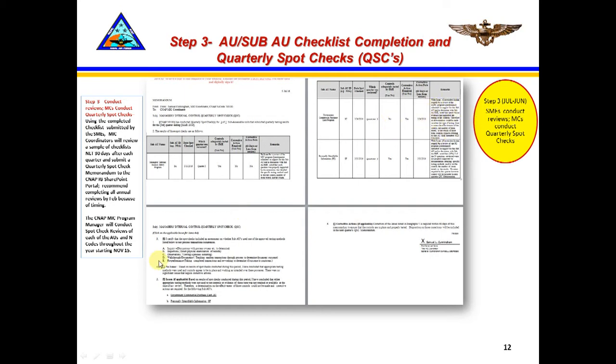Also, in that quarterly spot check memorandum, there's an area where they certify that the person completing the checklist actually used one of the methods here to test the control, and if there was an error, they note the sub-AU that had an error and the corrective action dates, and they digitally sign by double-clicking on the form here.